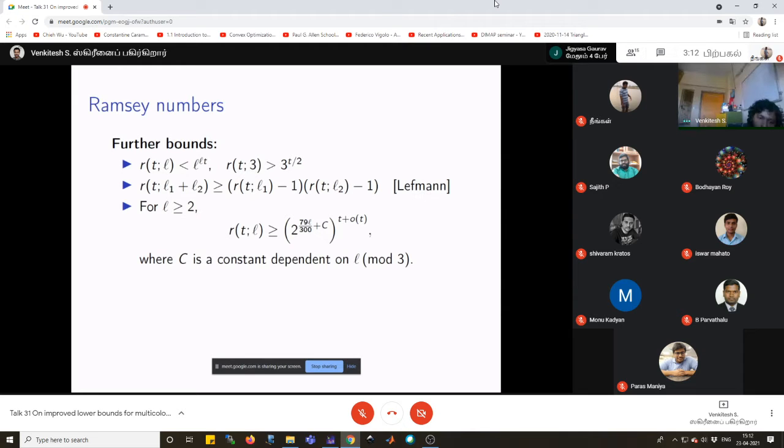What we did know from previous work is the following. For any L greater than or equal to 2, R(L, T) has a lower bound of the order of 2 to the 79L by 300, the whole to the T. Okay, so it's 79LT by 300. There are lower order terms here and there, corresponding to the constant C and then a little o of T term on the exponent. The constant is something that depends on L.